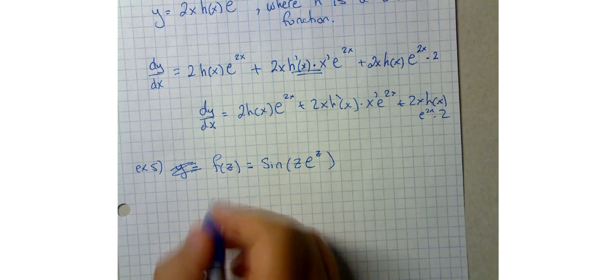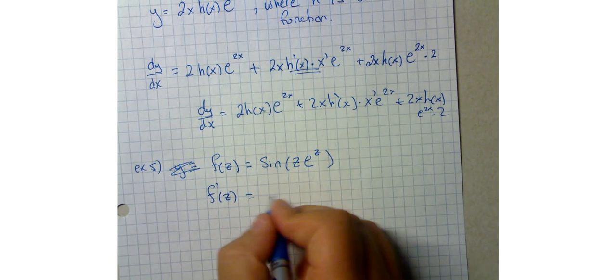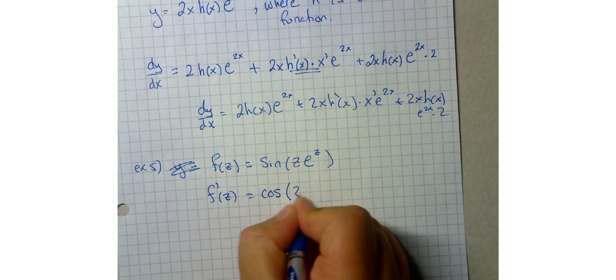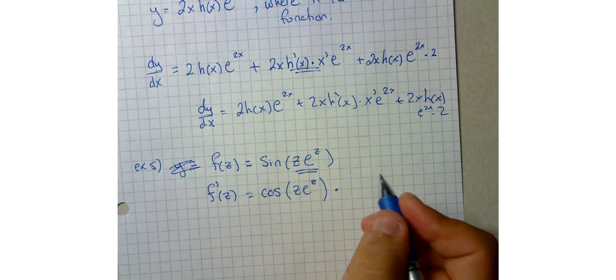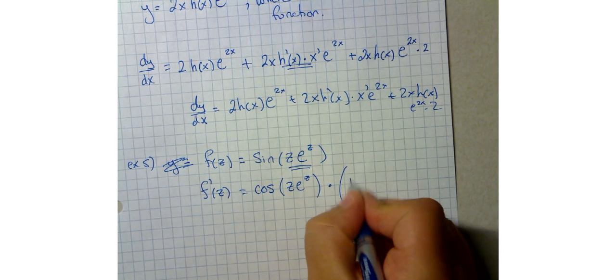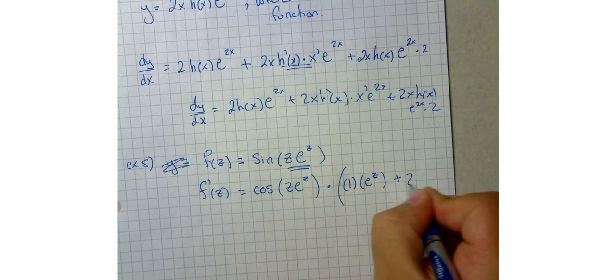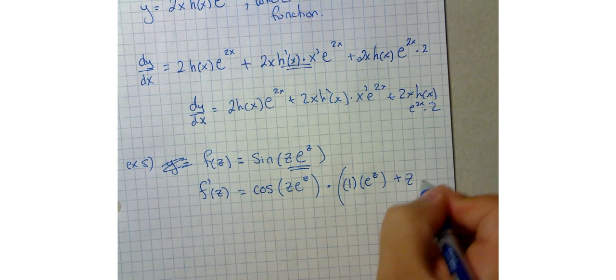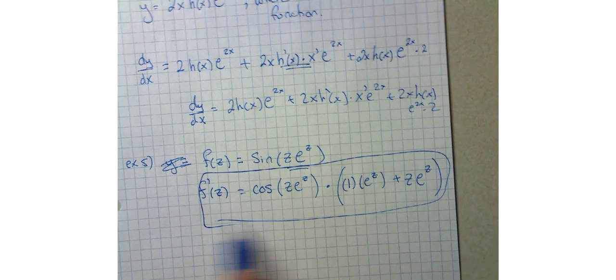This is a chain. Once I take the derivative of the sine function is cosine. Keep the inside function the same. Multiply by the derivative of the inside, which is a product rule. So take the derivative of z is 1. Keep the other function the same, plus keep z the same, take the derivative of e to the z, which is e to the z, and that's your answer.